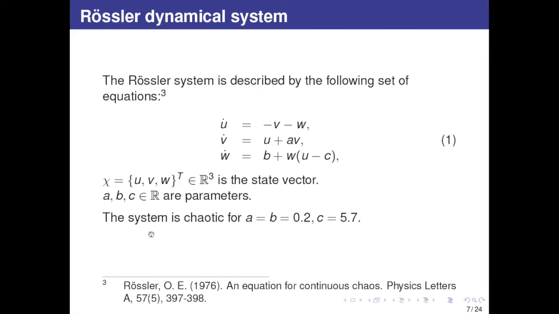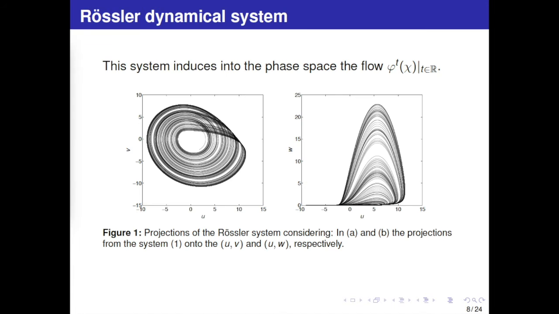values. In this case, the system is chaotic for values of a and b equal to 0.2 and c equal to 5.7. Here, it is shown two projections of the solution of the phase space of the system, which will be considered as bar phi. Notice the values that the states take.